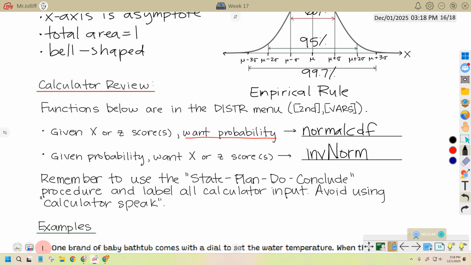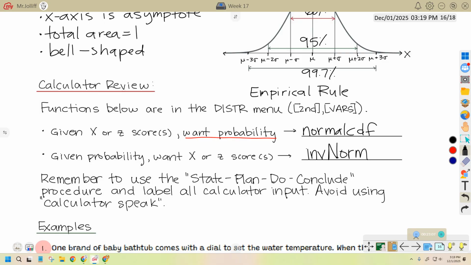All of the density functions that we're going to look at this year have those two functions. They have a CDF function that takes in a boundary and spits out a probability. They have an inverse function that takes a probability and spits out the boundary values. Yeah, they come in pairs. These two are the most common. You need to know how to use these.